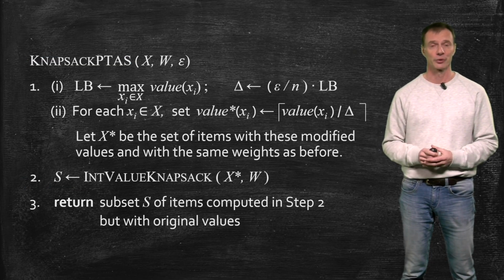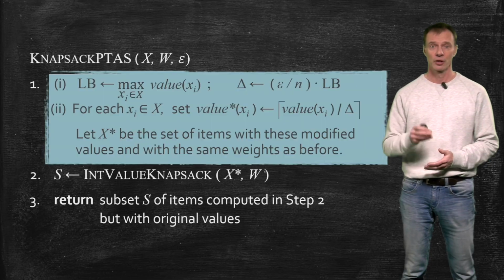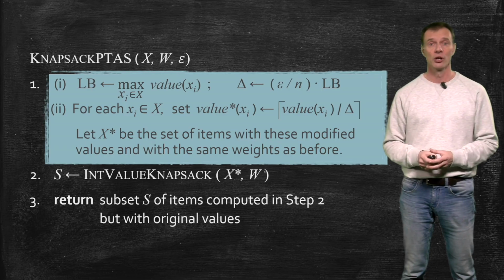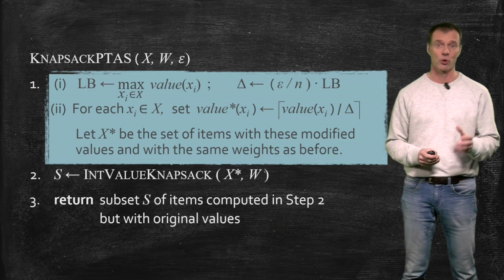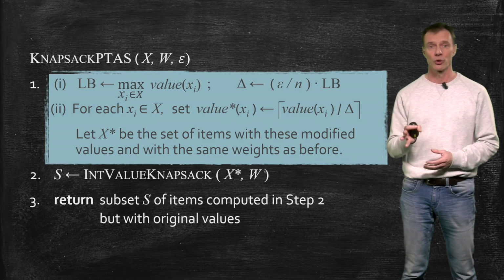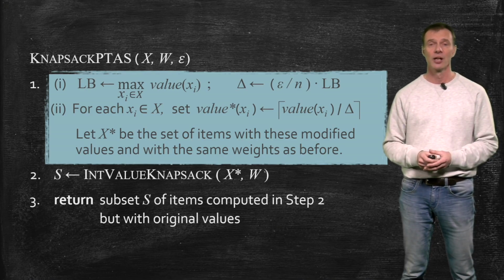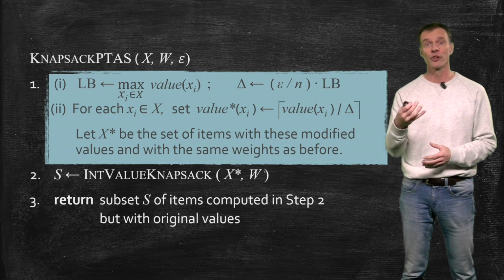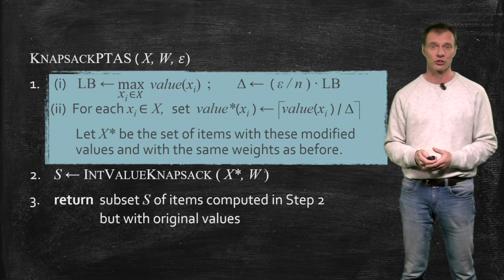So here's our algorithm again. Let's first have a look at step 1. In step 1, we compute new values, value star, for all of our items. And if you look at how we do that, it's quite simple to analyze. In part 1 of this step, we simply spend constant time to compute the lower bound and to compute delta. And then in part 2, for every item, we can compute its new value, value star, in constant time. So in total, this takes O of n time.